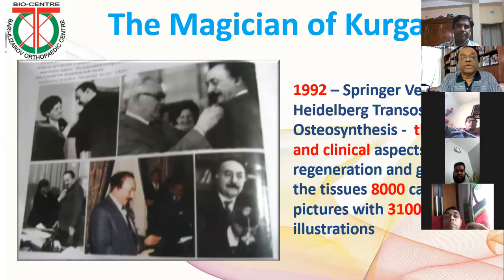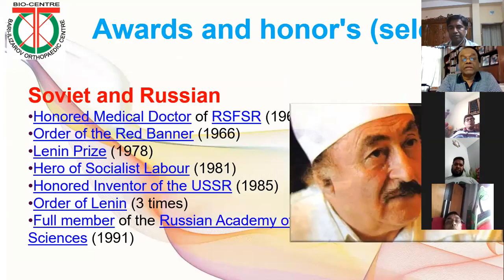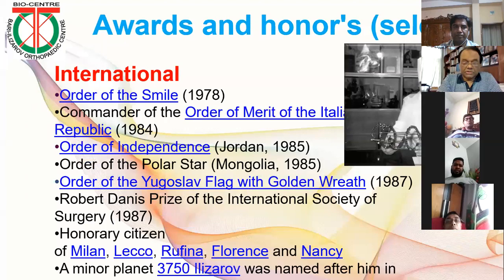What are the honors and awards Professor Ilizarov got in his life, starting from the very beginning? You can see here, I don't want to mention all of this. And the Order of Lenin, he got it three times. It is a very big thing for the Russians. And internationally, you can see all the awards and honors that were selected for Academician Gabriel Abramovich Ilizarov. Look at these different varieties.